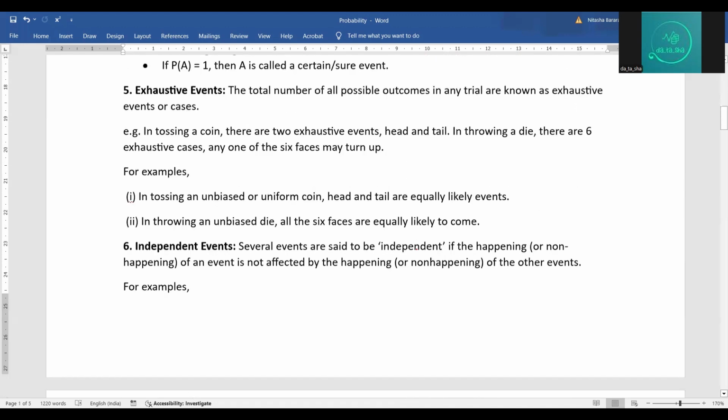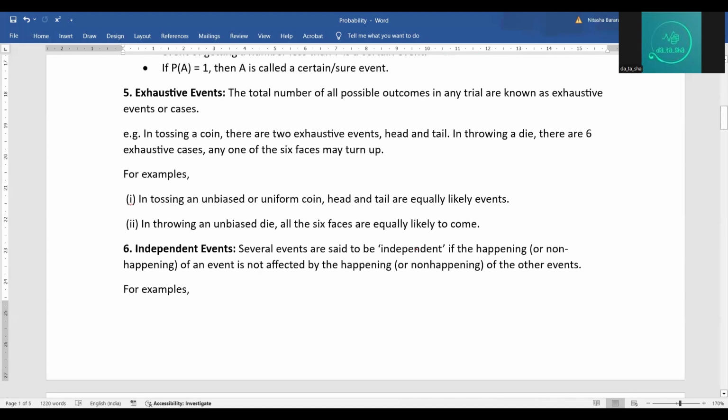Now, let's come to the important terms. The first one is exhaustive. Exhaustive means when you are talking about the total number of all the outcomes. For example, if I toss a coin, there are only two possibilities, heads and tails. So those are the exhaustive events: getting a head and getting a tail. Only two events are there. Now, if I throw a die, there are 6 exhaustive cases. So 1, 2, 3, 4, 5, 6, they can turn up whenever I throw a die.